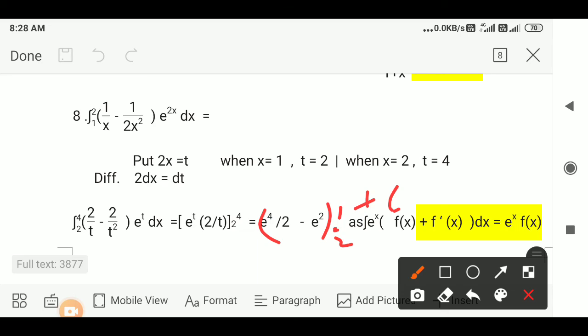Now you have to solve some more questions from this exercise and try.